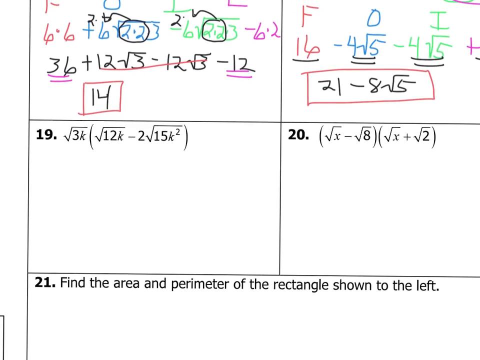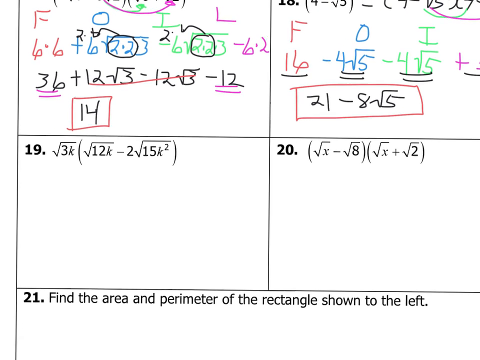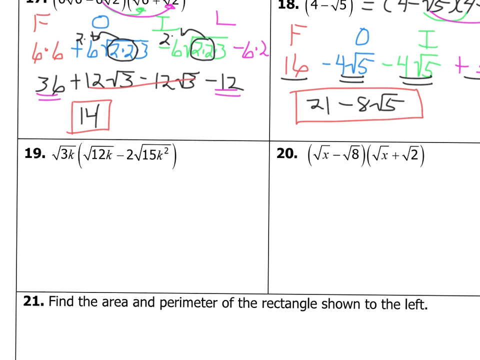So then I want you to try these two on your own. So pause the video, see if you can do them, and then turn the video back on. So remember, coefficient to coefficient, radicand to radicand. All right, so for this first one, I'm going to multiply these two together.